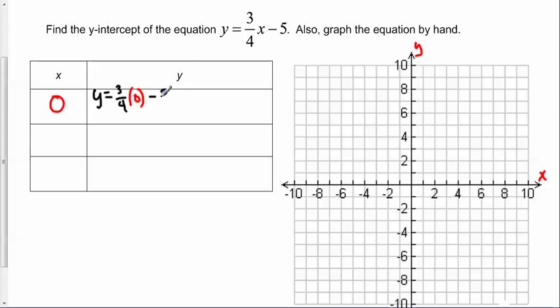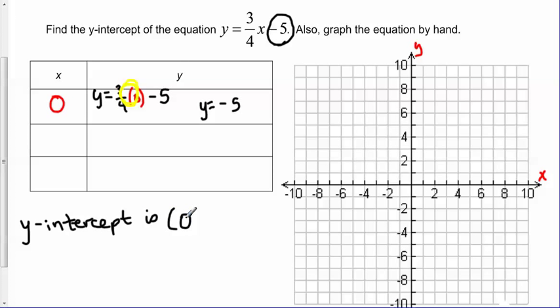Well, now look how easy that makes things for me. This 3/4 times 0, notice that whole thing is just going to zero out on me. That whole thing becomes 0 because 0 times anything is just 0. So that just means y equals -5. Notice that that -5, we could see that right there at the end. So that tells me my y-intercept right away. I know my y-intercept for my line. The y-intercept is, remember to write it as an ordered pair, (0, -5).